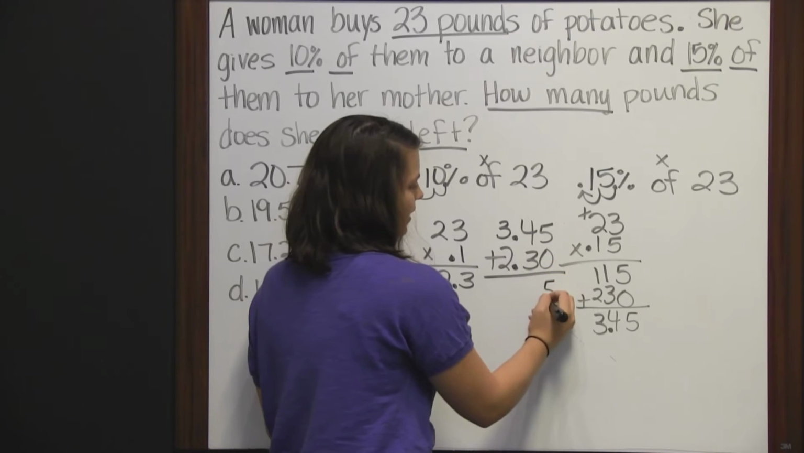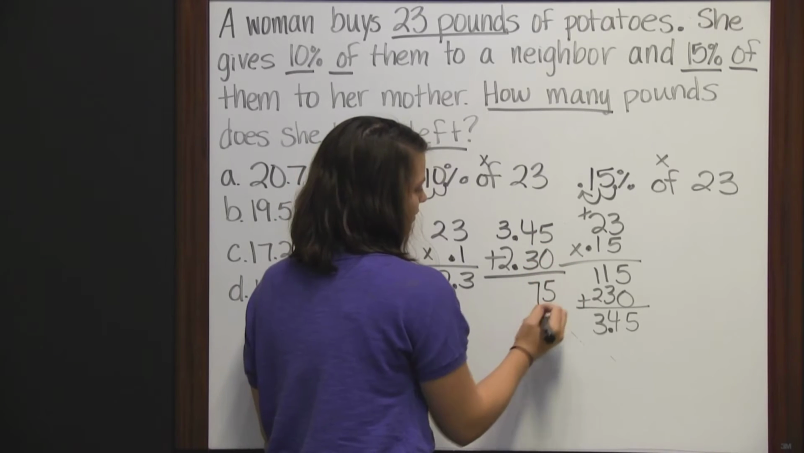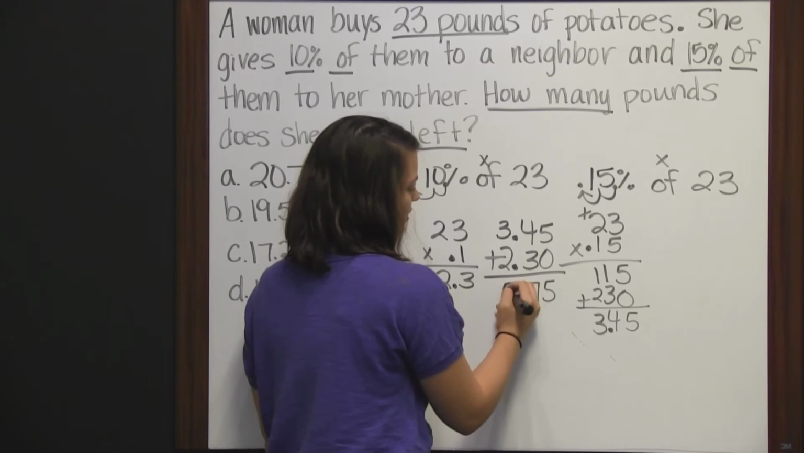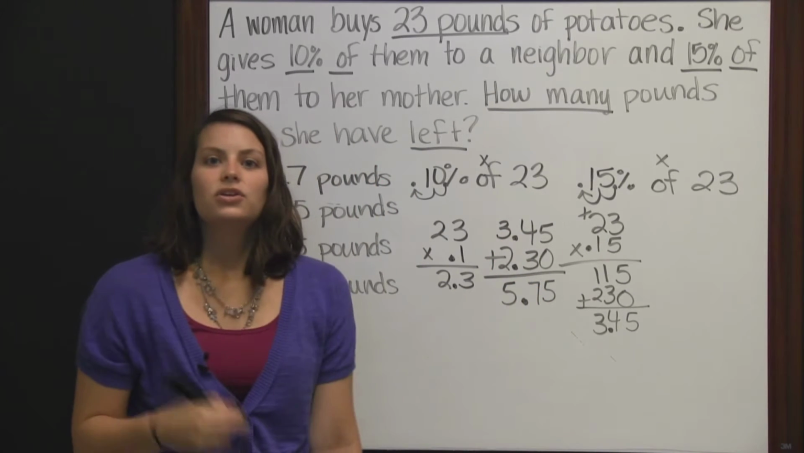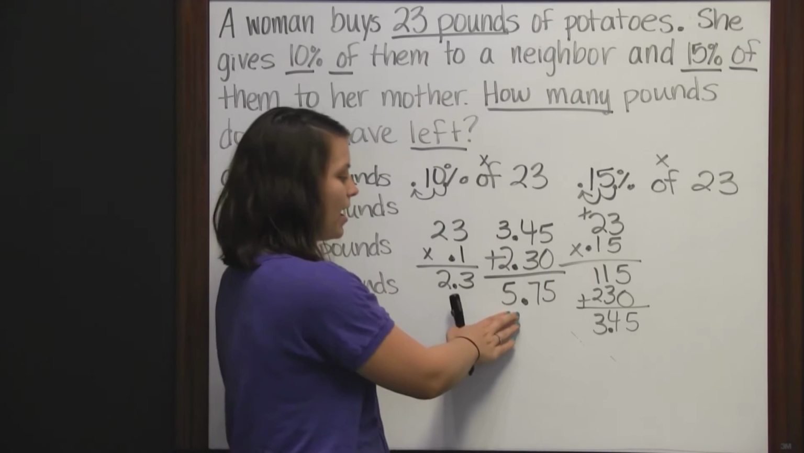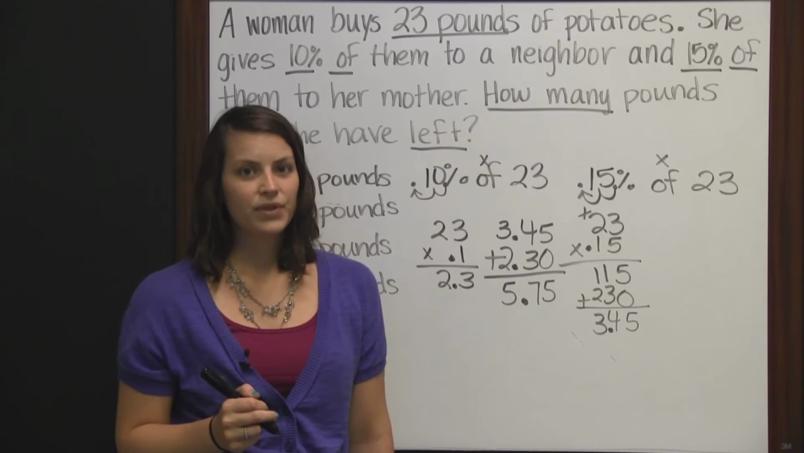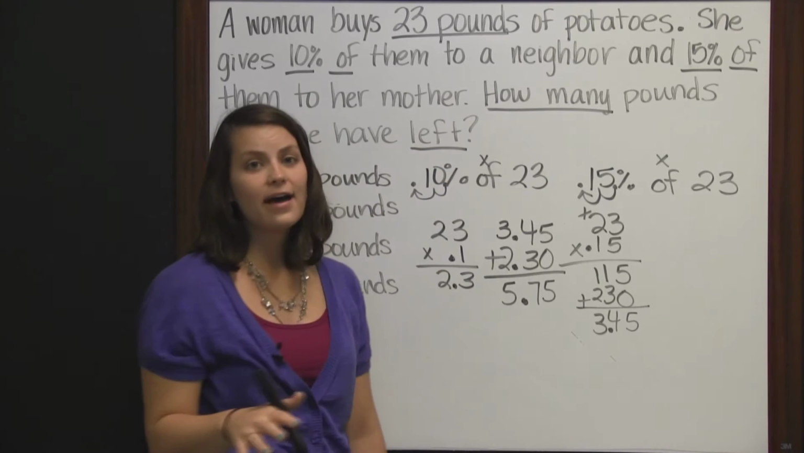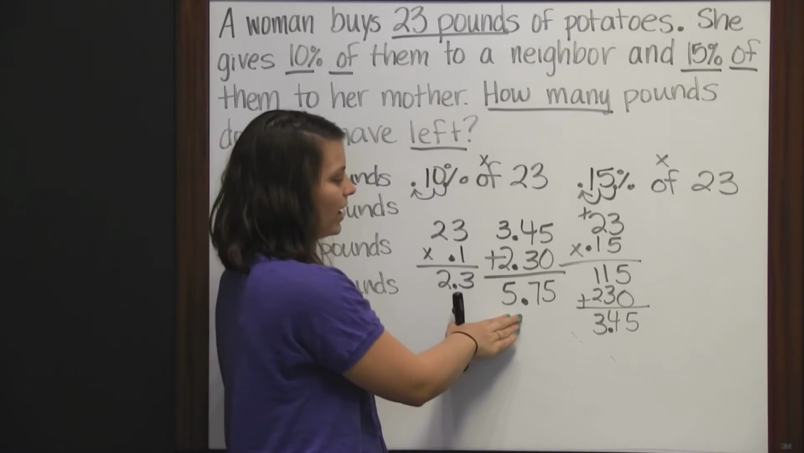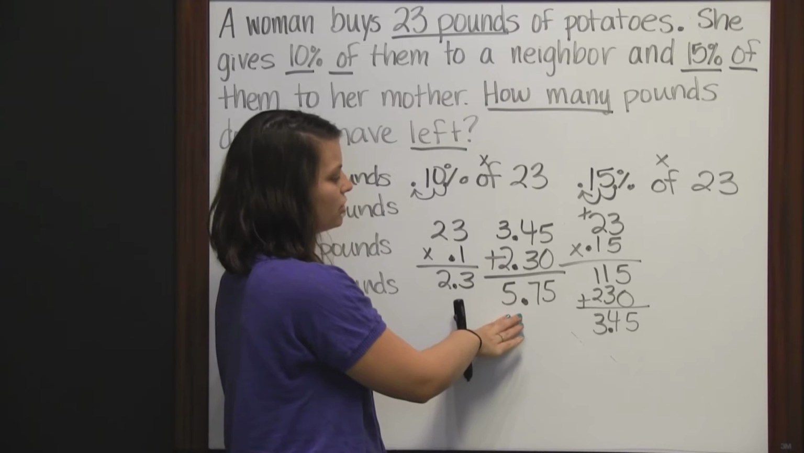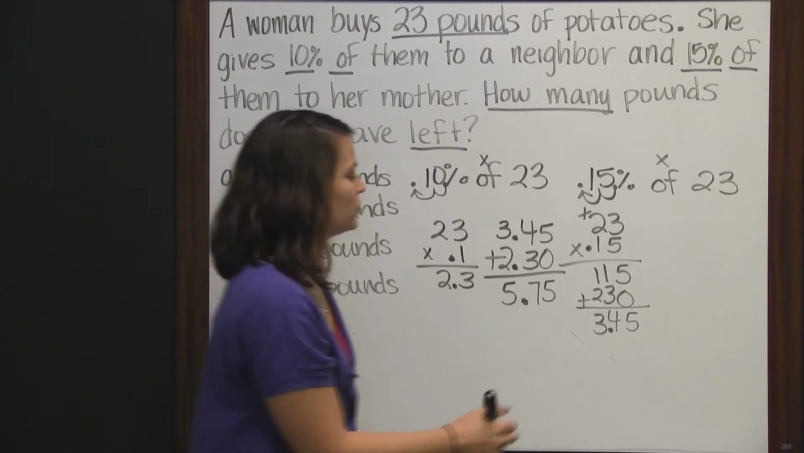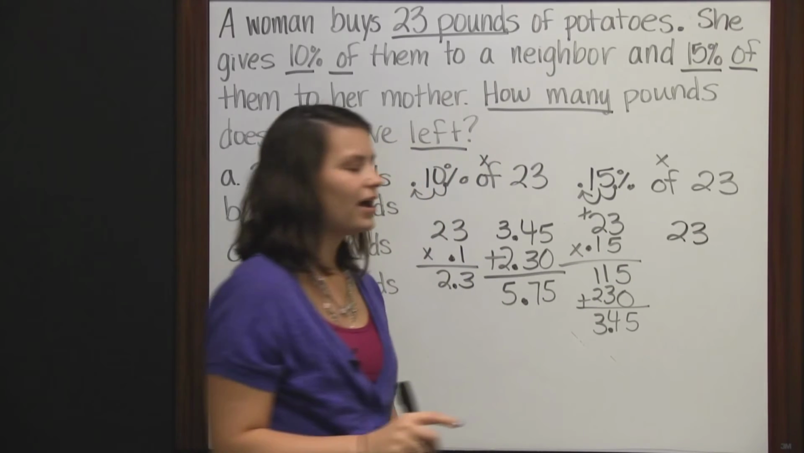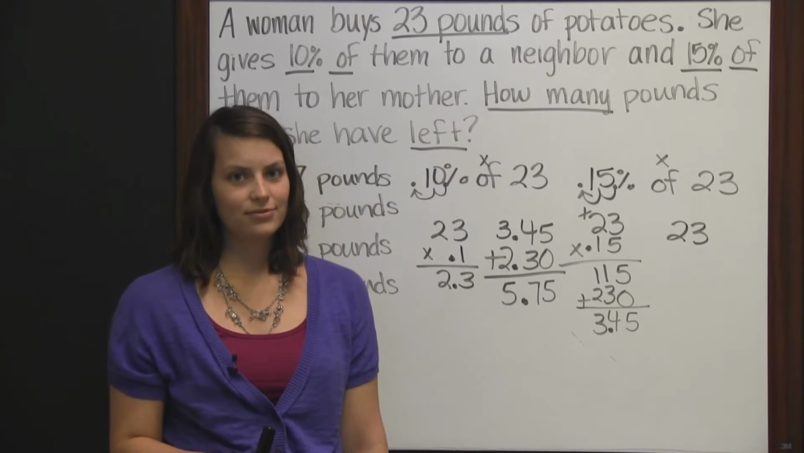5 and 0 is 5. 4 plus 3 is 7. Bring down that decimal. 3 plus 2 is 5. So now we know the total amount that she gave away. And using that, we can figure out how much she has left after she gave away the 5 75 hundredths pounds. So we'll take our 23 pounds and subtract 5 75 hundredths pounds.